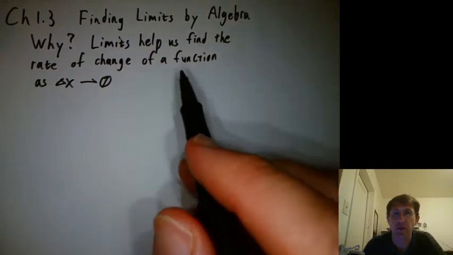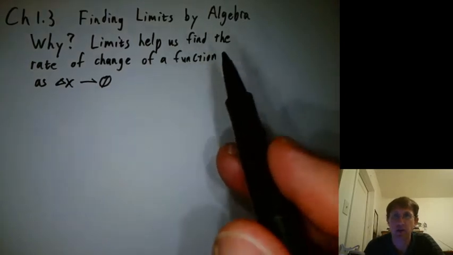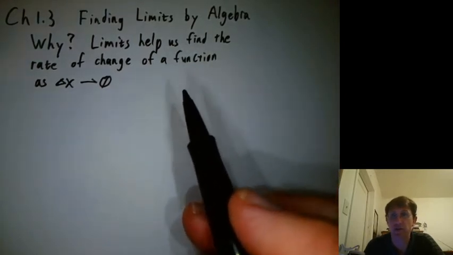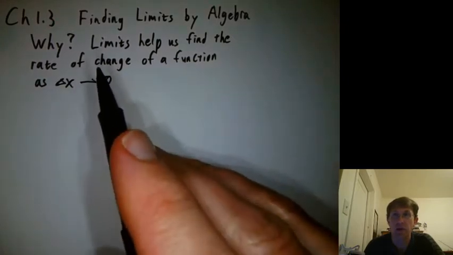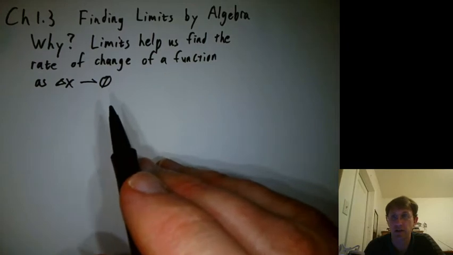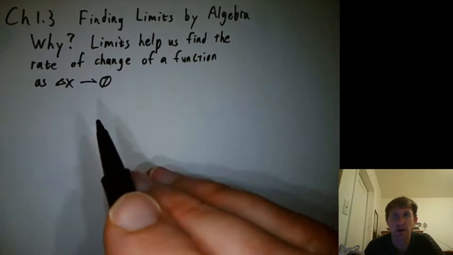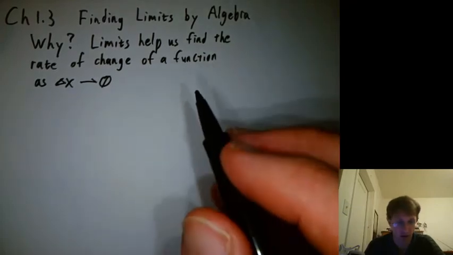Chapter 1.3 is about finding limits by algebra. In Chapter 1.1 we took a very intuitive table and graph kind of approach and just eyeballed things, but now we want a procedure for giving us exact values. Why do we care about limits? They help find the rate of change of a function as delta x goes to 0. Later we'll also see how they help as x goes to infinity for integrals.